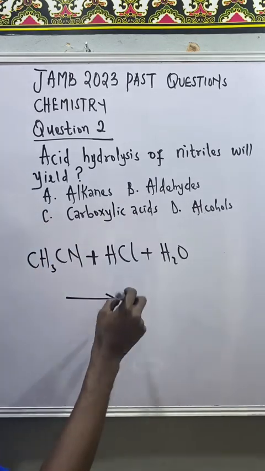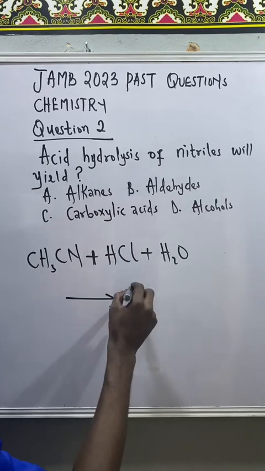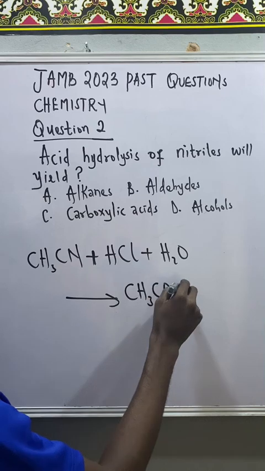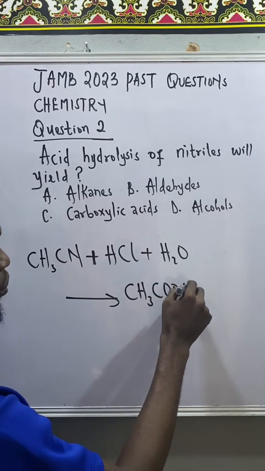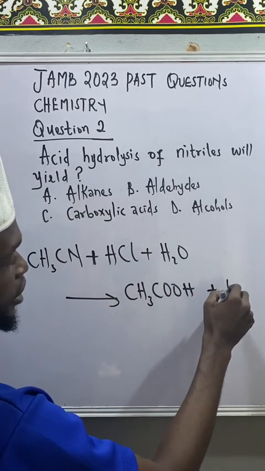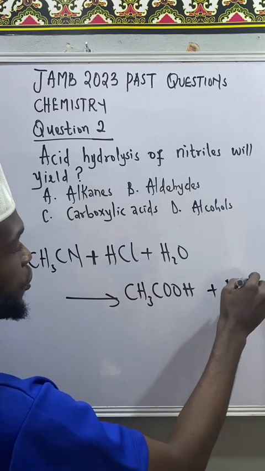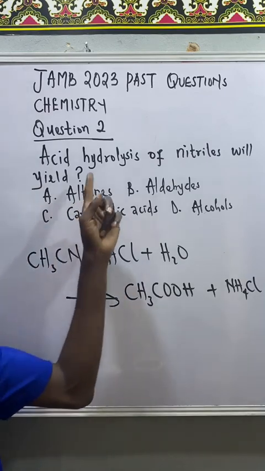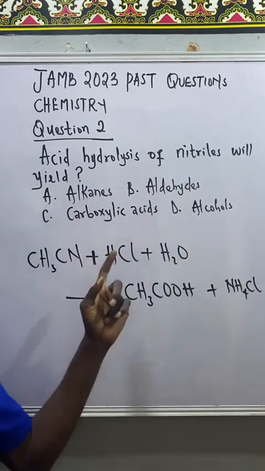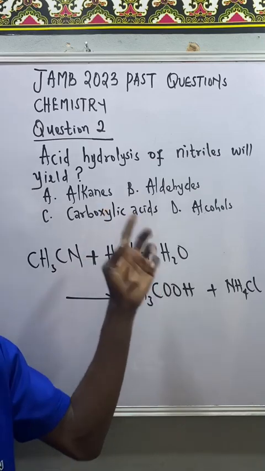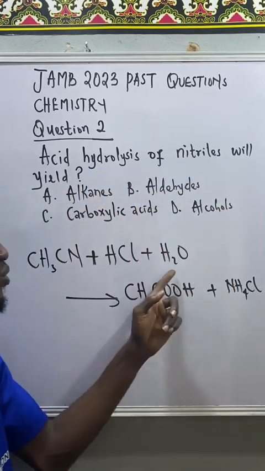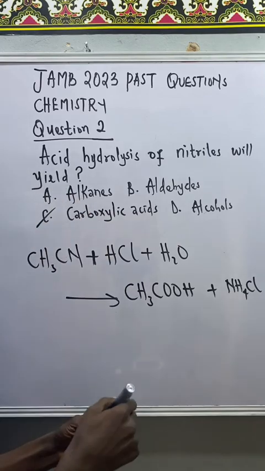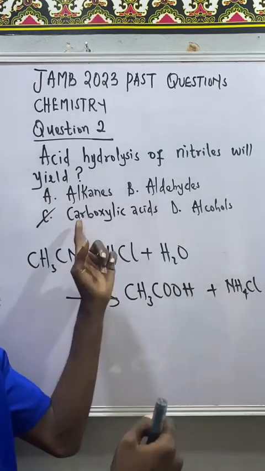So let's see how we are going to have our ethanoic acid. That's CH3COOH plus NH4Cl. So this is the product. So in short, anytime nitriles combine with acid, that's what we call acid hydrolysis, with the presence of water, it will lead to the production of carboxylic acid. So ethanoic acid is a carboxylic acid.